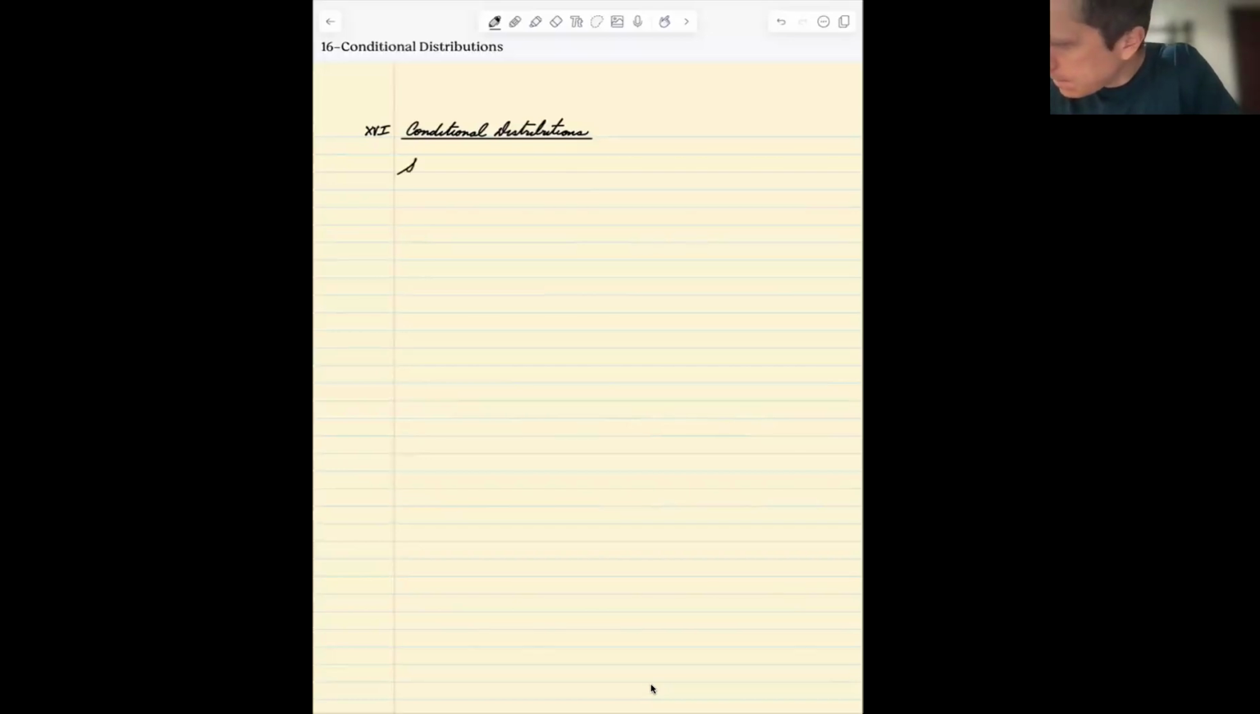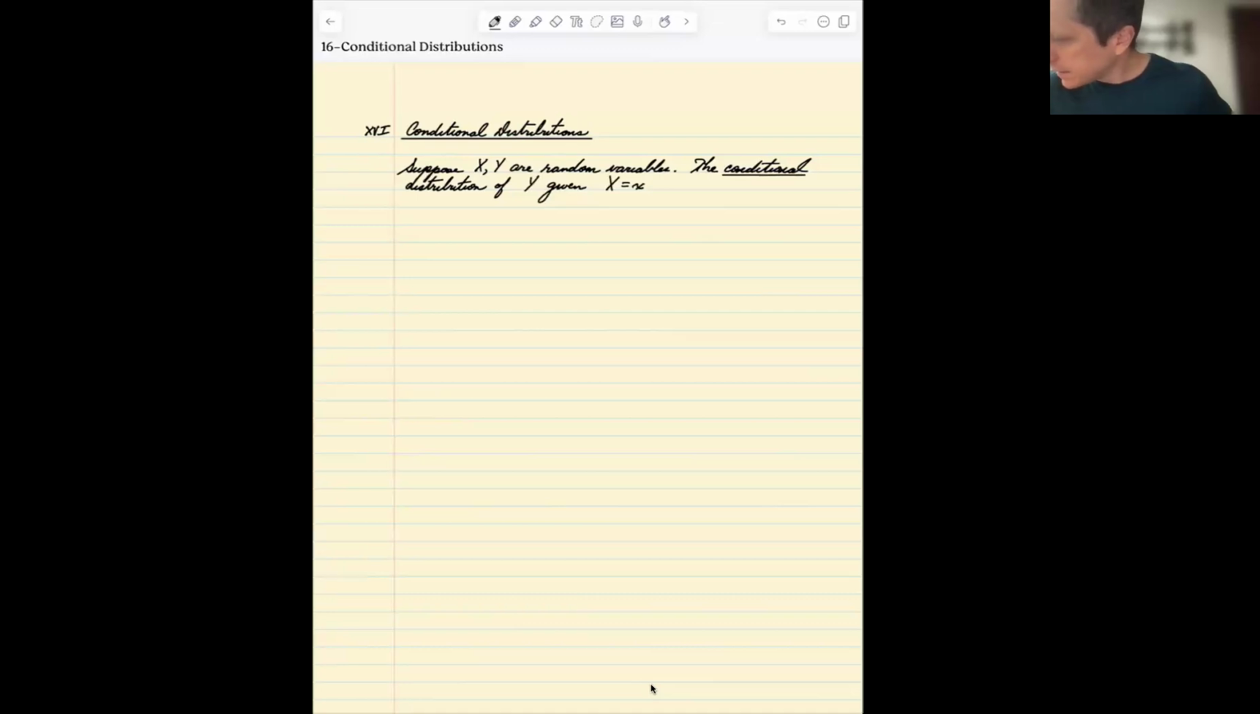Okay, so let's first talk about conditional distributions in the context of discrete random variables. Suppose we have random variables X and Y. Then the conditional distribution of Y given a specific realization of X specifies how Y varies when X is equal to x. And this variation might change with different values of x because of dependence.